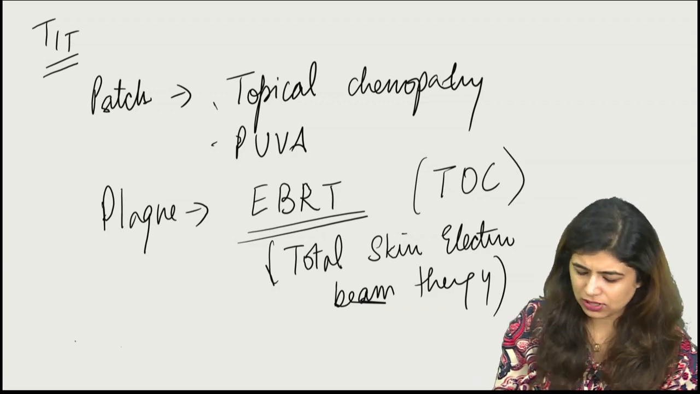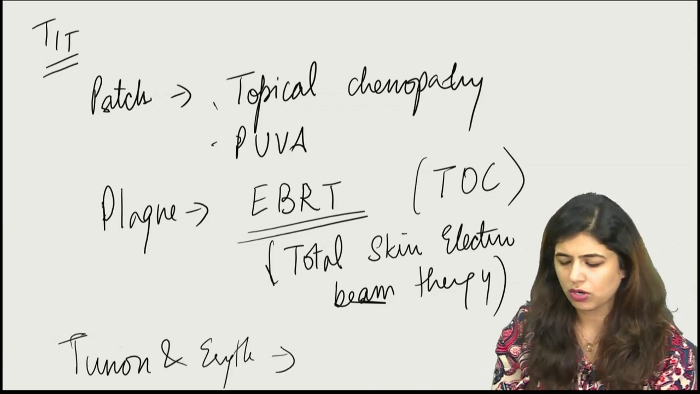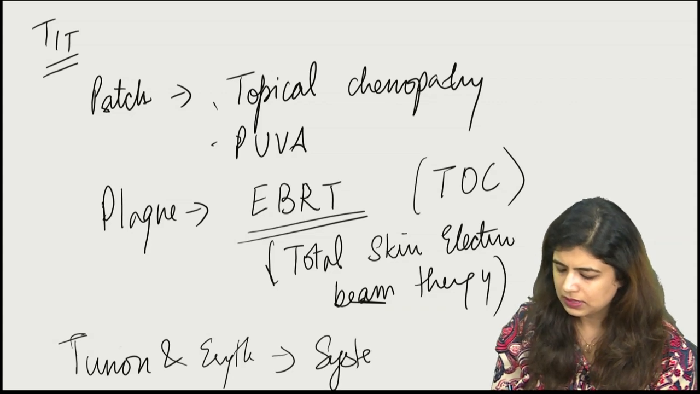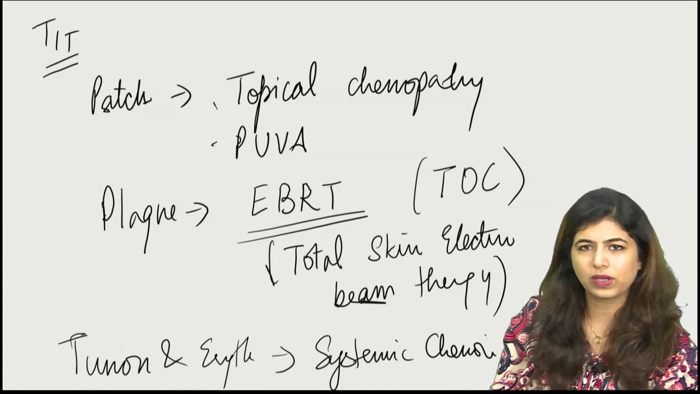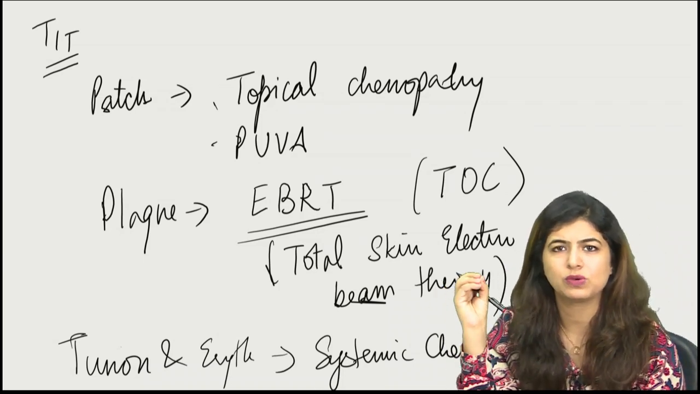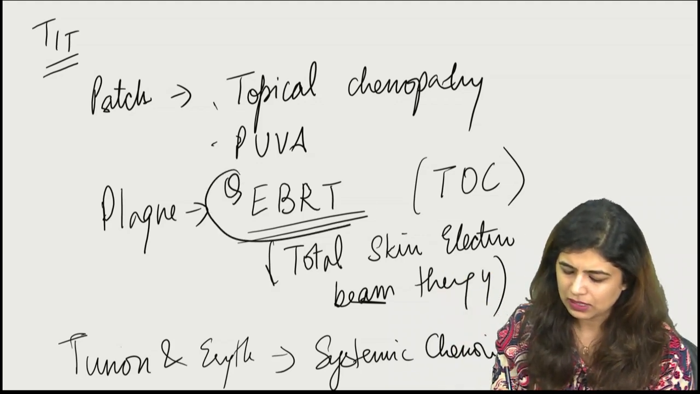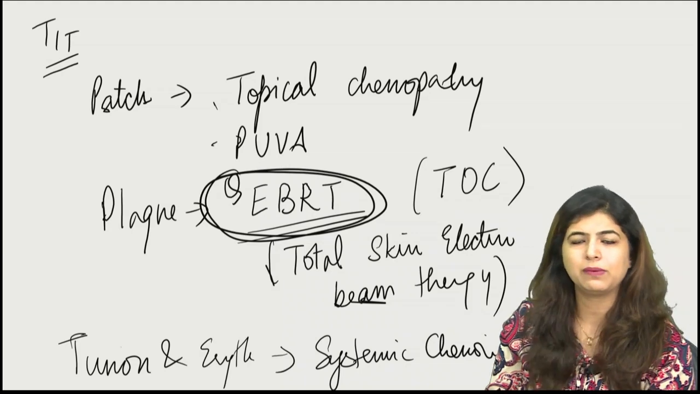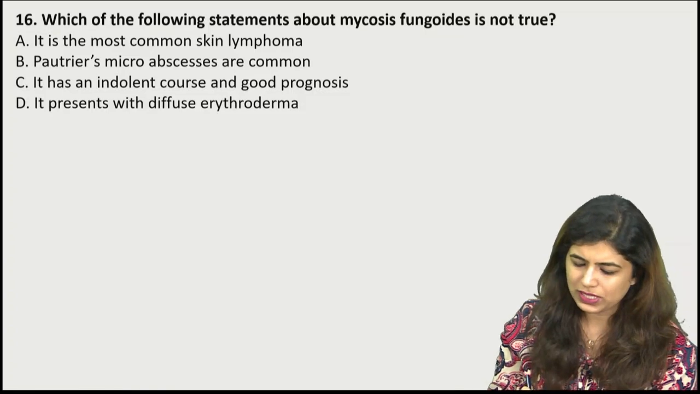This is also the treatment of choice for mycosis fungoides. However, in the later stages, which includes the tumor and the erythroderma stage, we don't have much option apart from systemic chemotherapy drugs. Okay, so the management of this disease depends upon the stage. But if you are not given the stage in the question and you were just asked what is the treatment for mycosis fungoides, in that case the answer is electron beam therapy. Clear to everyone? Yes. So now we move back to the question.